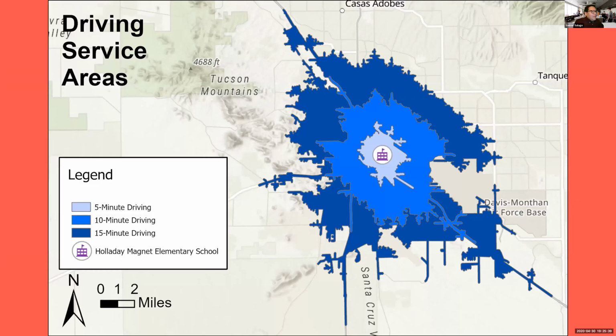The following map shows the driving service areas. This is important as it shows potential areas where advertisements can be placed and recruitment events can be planned for. The demographic data from these service areas also help Holiday determine which ethnic or racial groups it can reach in a driving distance of 15 minutes or less.